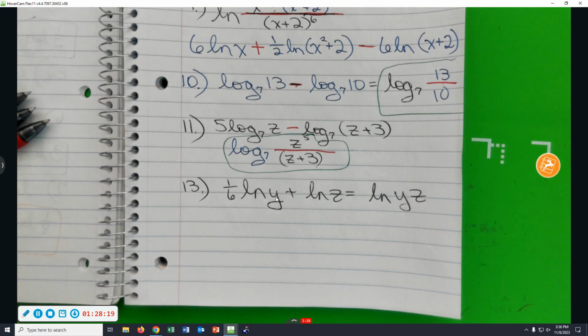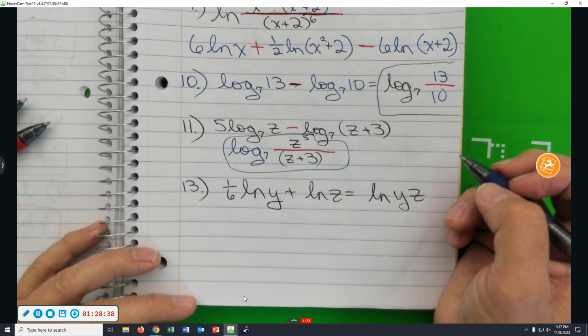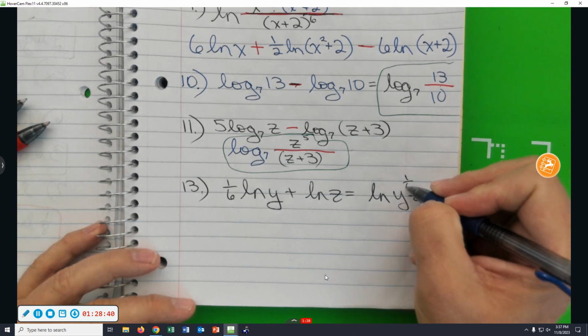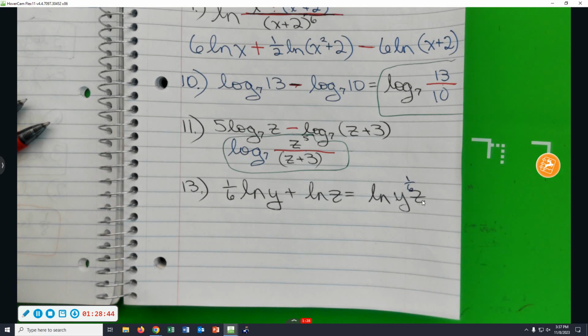Oh, wait. Where does that 1/6 go? Where am I going to put the 1/6? It can't just disappear. I think they're thinking it, but they're not going to say it. The 1/6 goes on the y. It goes up there as an exponent. So it's y to the 1/6 times z.